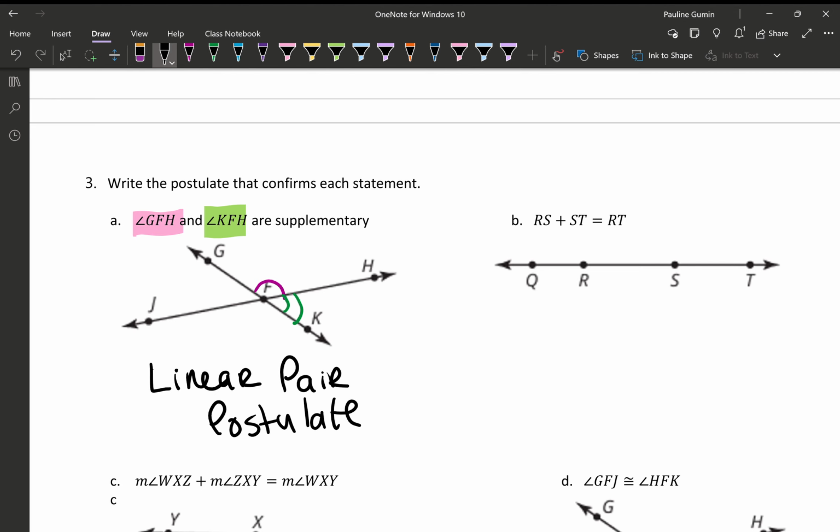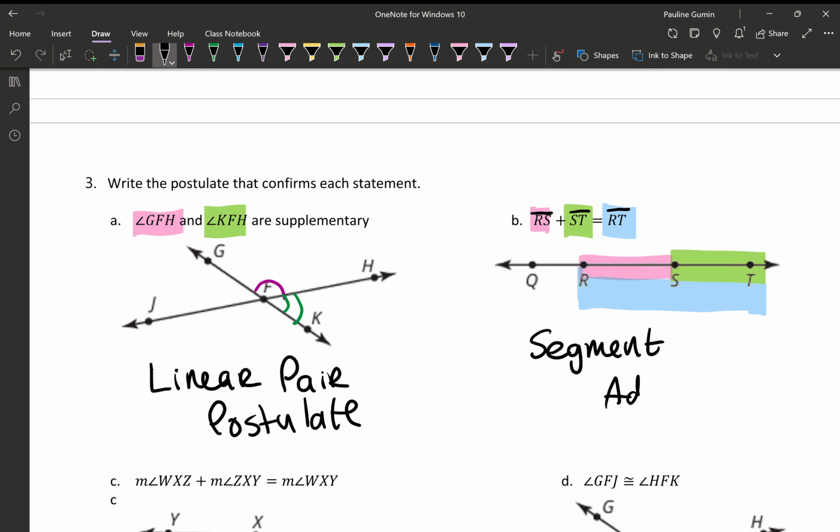In letter B, instead of having angles, we have little line segments. It looks like it didn't print with my little hats on top. Let's put the little hats. So what this is saying is RS plus ST equals RT. Let's color that in. RS plus ST equals RT, so this whole length. Well, that's us doing some addition with segments. You know what this is going to be called? Segment addition.